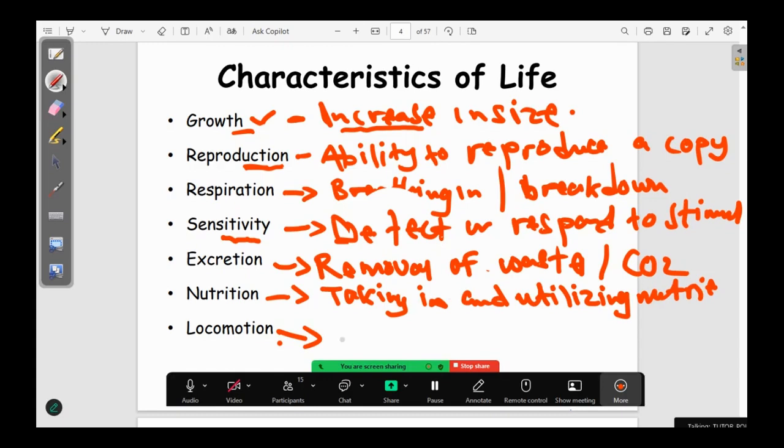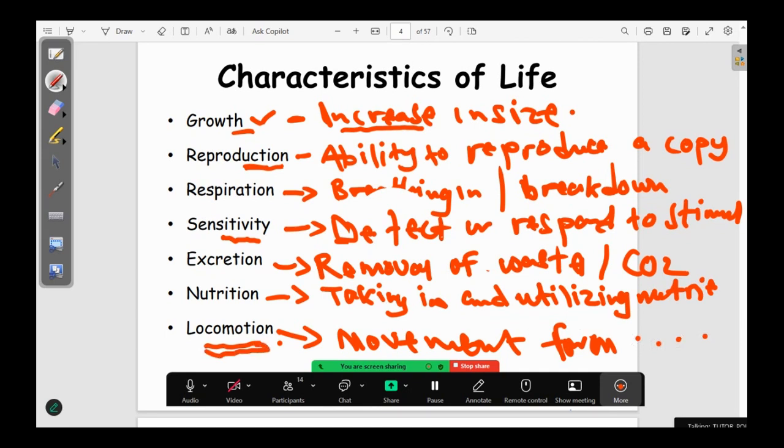The last one is locomotion. Locomotion is a very important characteristic of life. Why? Because through locomotion we are able to move, to go and get food, to go and do various things. We can define locomotion as the movement from one place to another. This locomotion does not only happen at organism level, it can also happen at cellular level.